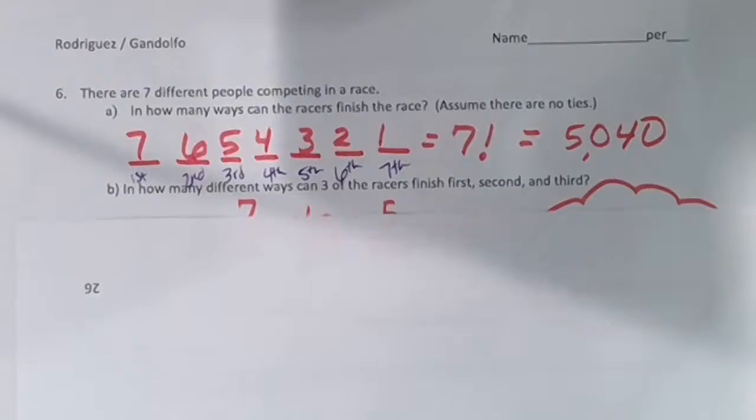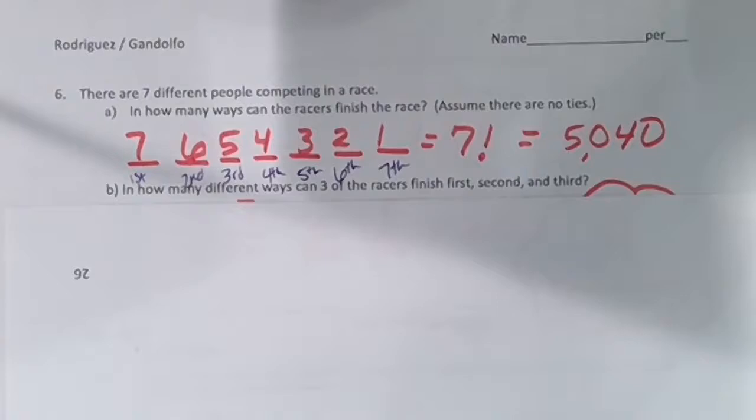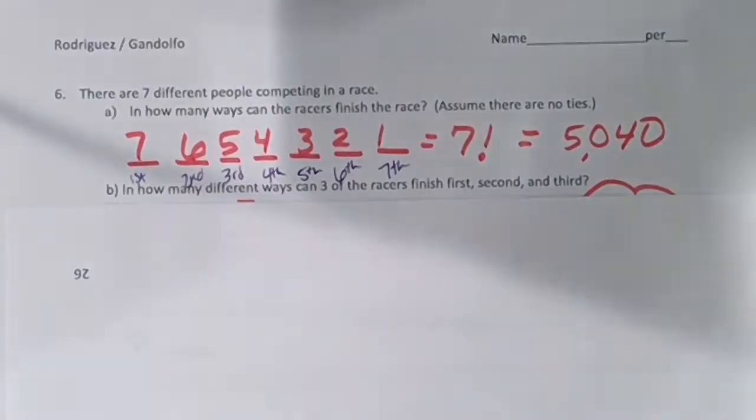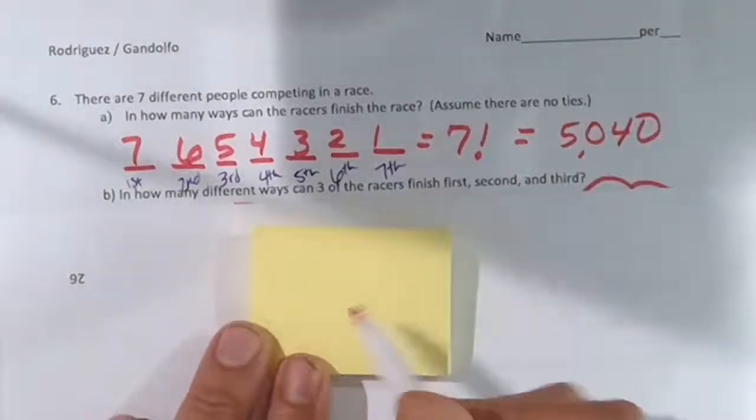Next question says, how many different ways can 3 of the racers finish first, second, and third? So you still have how many people in the race? 7.